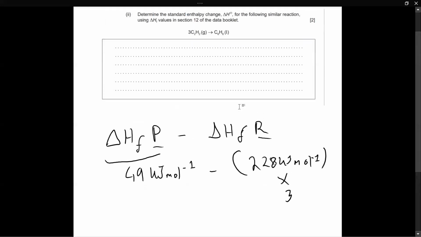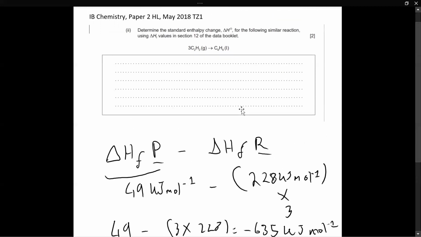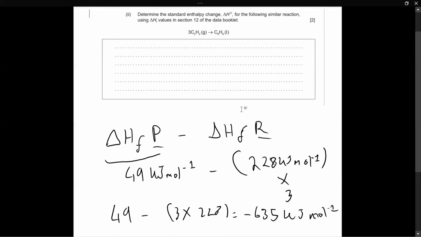Just put this into your calculator. It's a paper 2 question, so you're allowed your calculator. So 49 minus 3 times 228 gives you an answer of negative 635 kilojoules per mole. So that is the enthalpy change. That is it. That is how simple this is. That took not even a minute, maybe 2 minutes to solve that question. It is that easy. You can easily score 2 marks with this method.